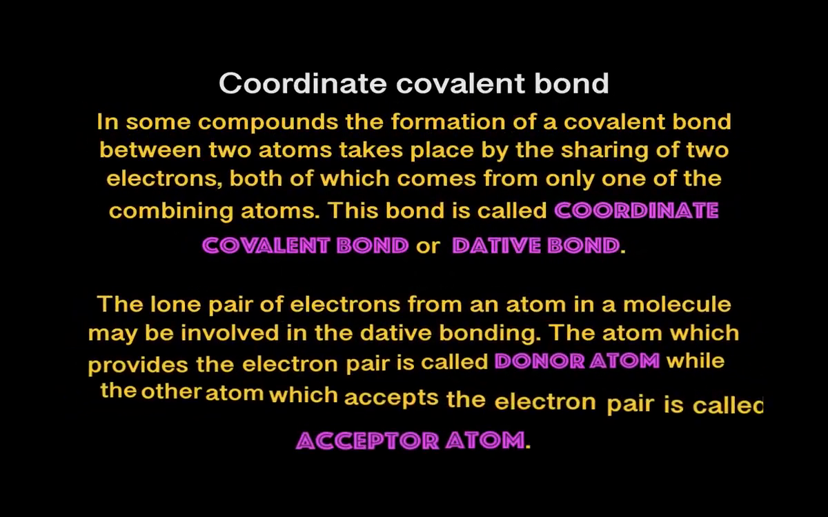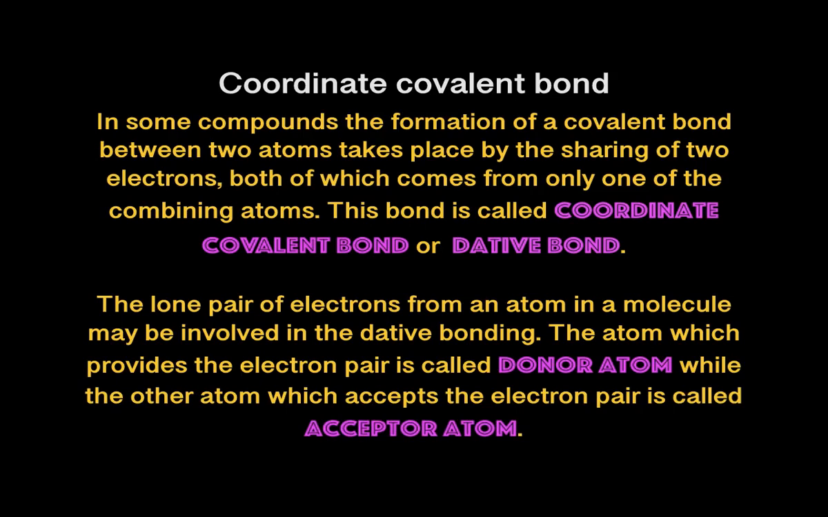Coordinate covalent bond. In some compounds, the formation of a covalent bond between two atoms takes place by the sharing of two electrons, both of which come from only one of the combining atoms. This bond is called coordinate covalent bond or dative bond.